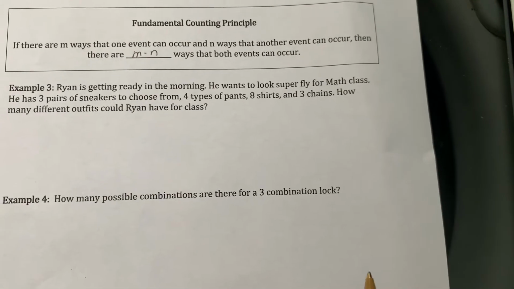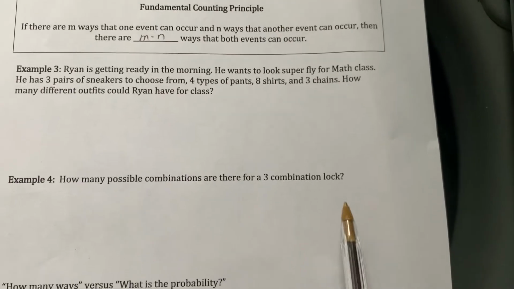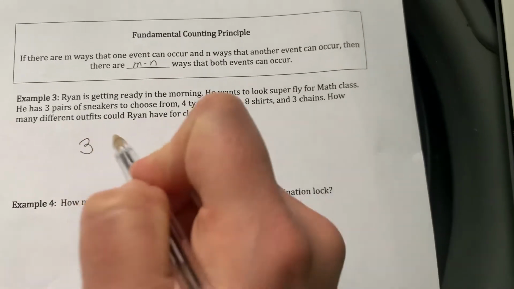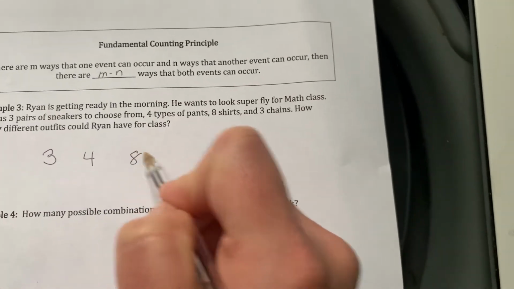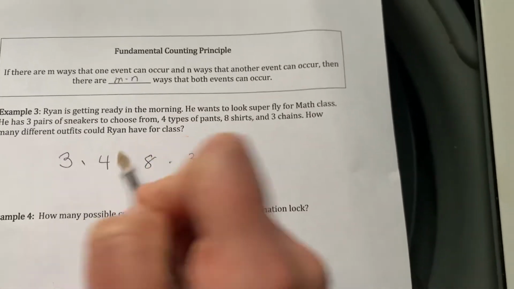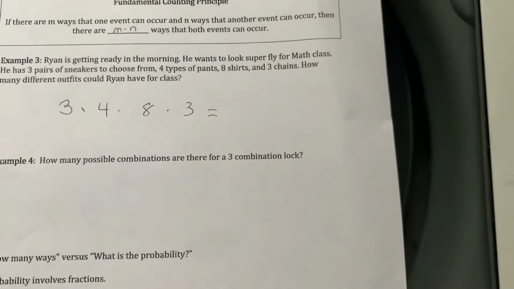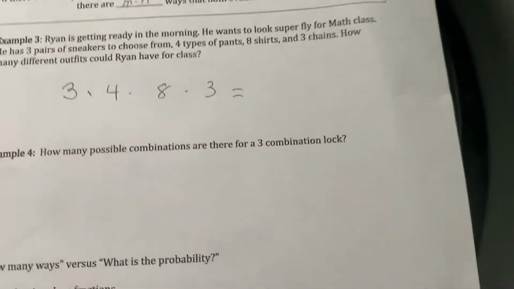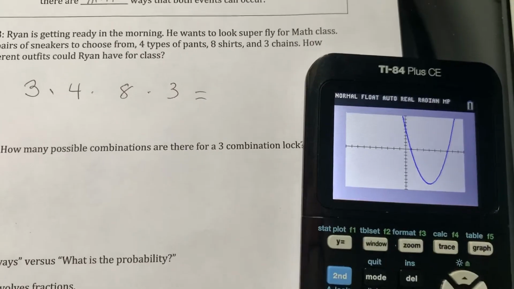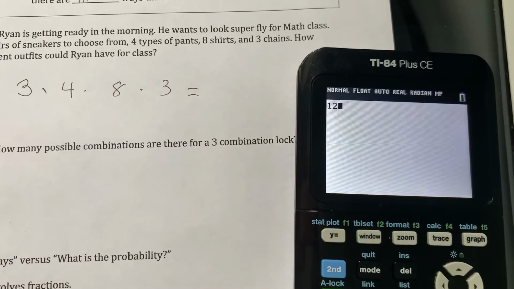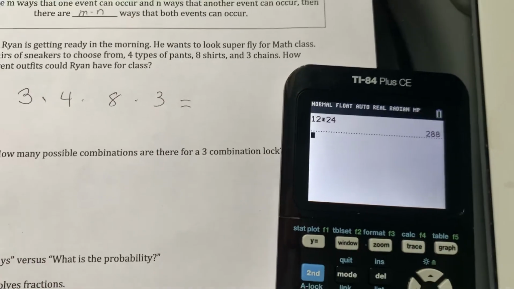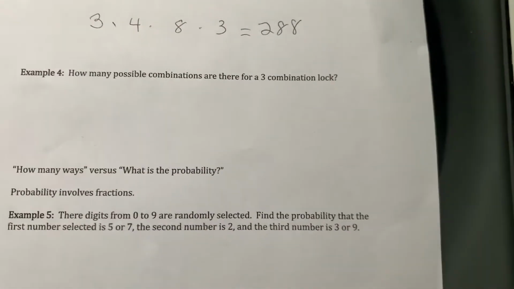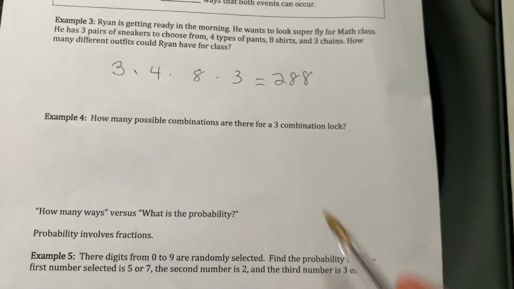So Ryan's getting ready in the morning. He wants to look super fly for math class. He has 3 pairs of sneakers, and then 4 types of pants, and 8 shirts and 3 chains. How many different outfits could he have for class? So you just multiply those together. So I know that 4 times 3 is 12, times 24, 288 ways.